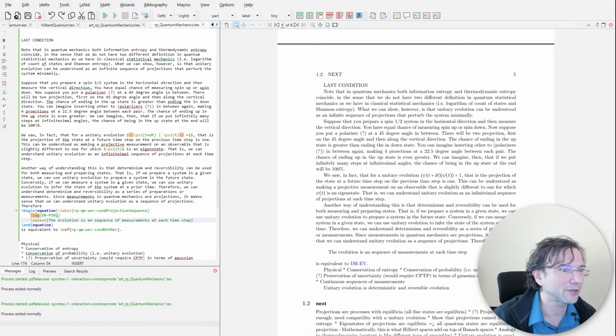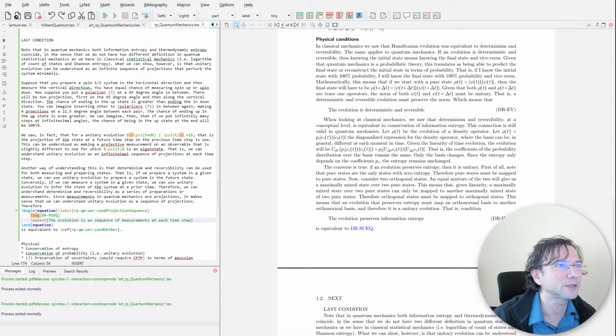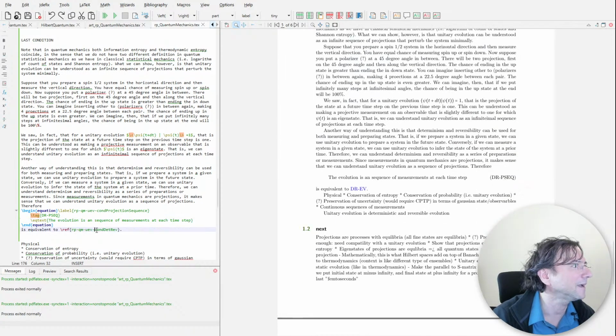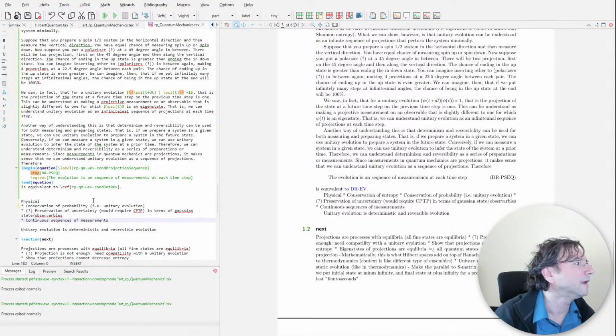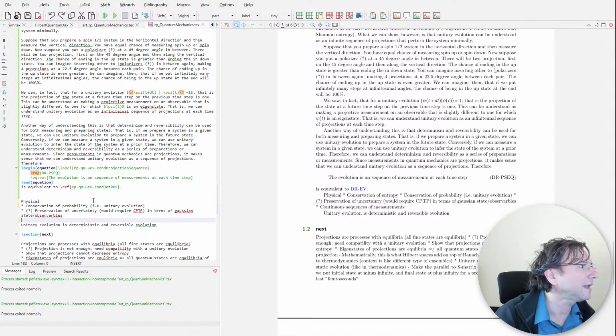Okay, so we have this condition, which is projection sequence. We have inferior, and I think what else is missing? Conservation of entropy we've done. Continuous series of measurements done.